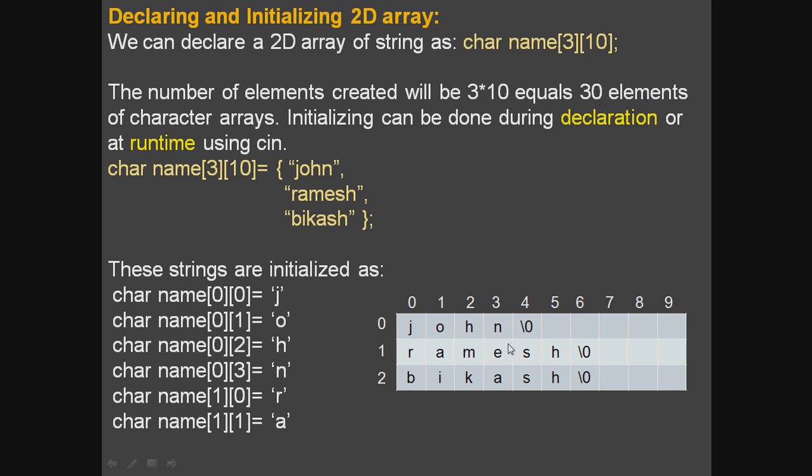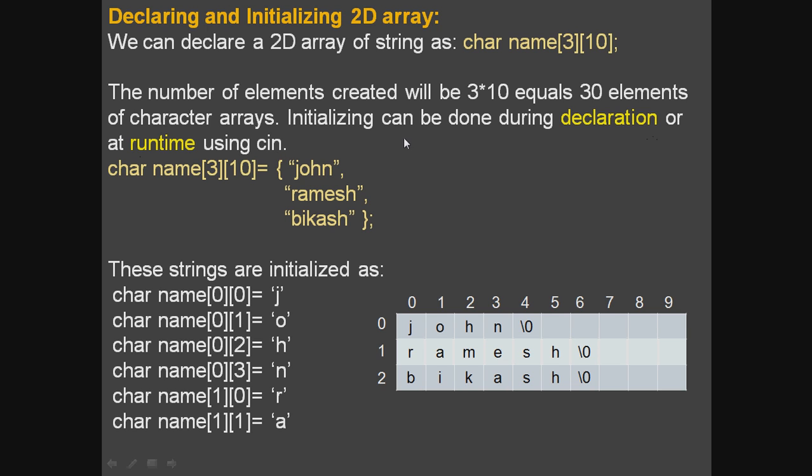Here we have the table of values based on this array with its rows and columns. If you count the number of cells, it will be 10, 20, 30, so you have exactly 30 elements, because each cell represents one variable. One value will be stored in each cell. Initializing can be done during declaration or at runtime using cin.